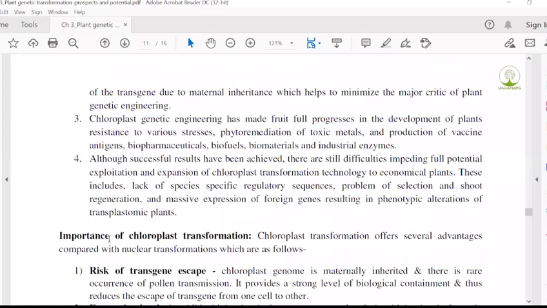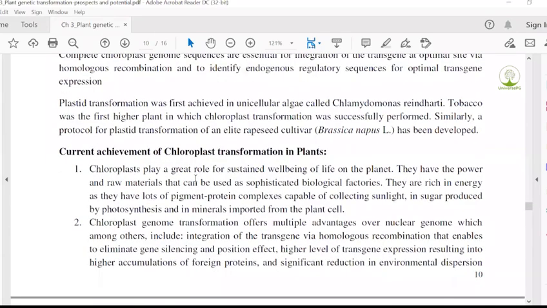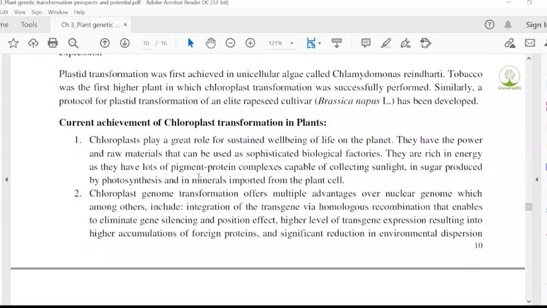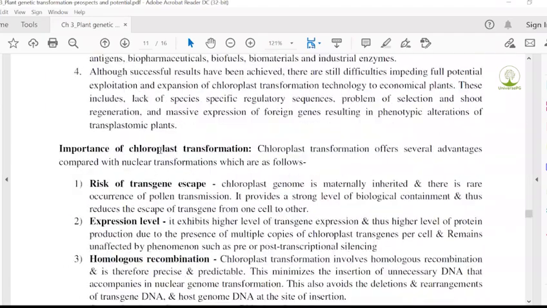Chloroplast genetic engineering has made fruitful progress in the development of plants' resistance to various stress, phytoremediation of toxic metals, production of vaccine antigens, pharmaceuticals, biofuels, biomaterials, and industrial enzymes. So, you read current achievement of chloroplast transformation in plants, just easy 3 to 4 points for your examination.